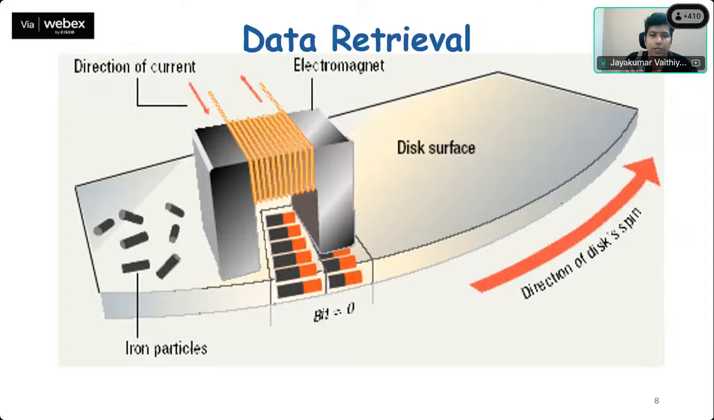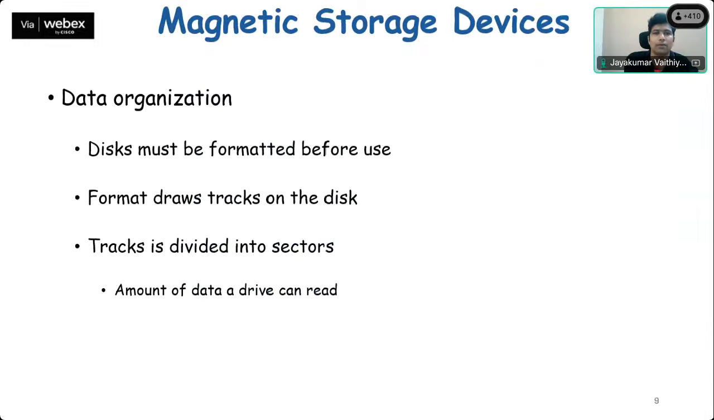So each and every time you need to know where you are pointing your disk and what data you are storing in that location. Okay. So one thing, you need to use a physical principle to store your data. Then you need to know how to organize your data over that media. So for that, we need to format our disk before doing any usage. Format draws tracks on the disk. So your disk contains many tracks, and tracks are divided into sectors. So this is how we are able to organize our data over that media.